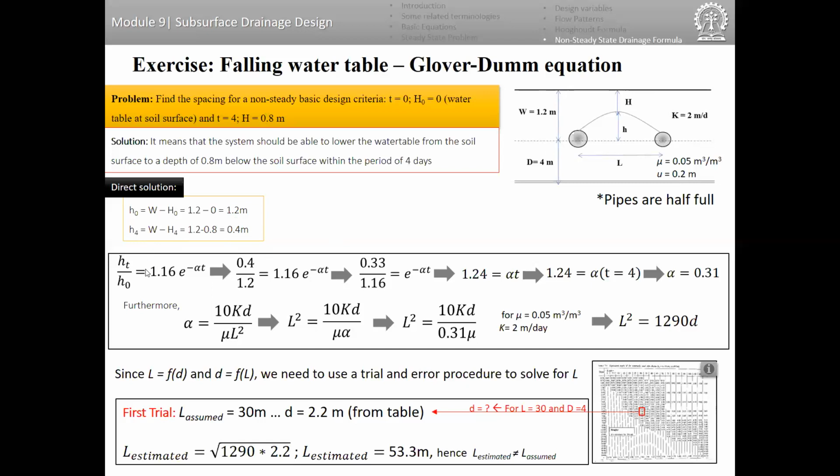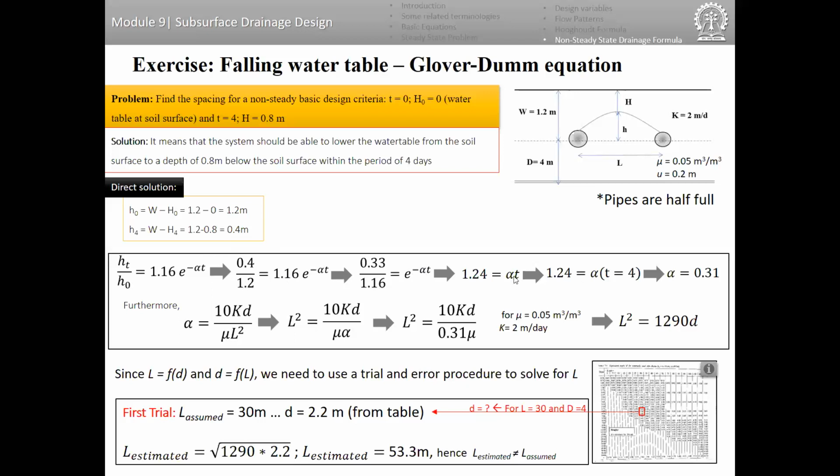Now substitute the values in this equation. ht upon h naught is equal to 1.16 e to the power minus alpha t. Ht we have just calculated. Ht means at time t equal to 4, that is 0.4. H naught is 1.2. So this ratio is actually 0.33. If you put it here, 0.33 divided by 1.16 is equal to e to the power minus alpha t. Or you can solve for this one.